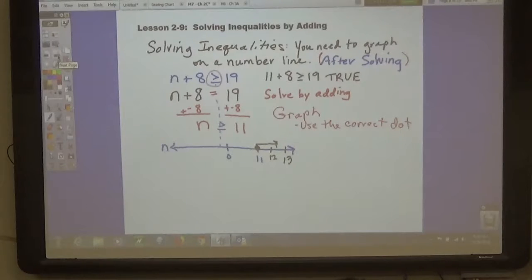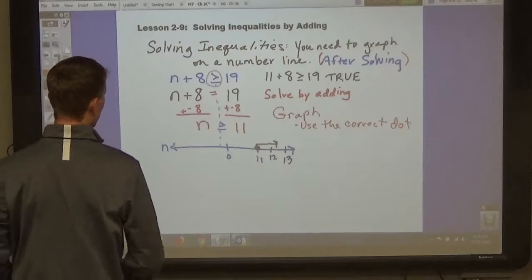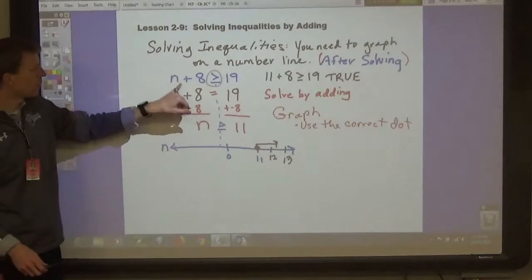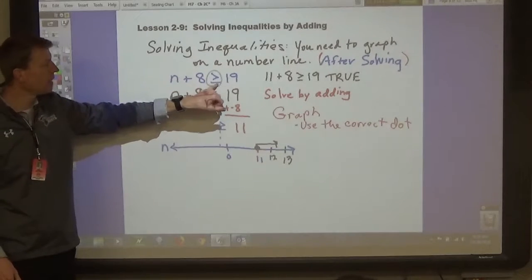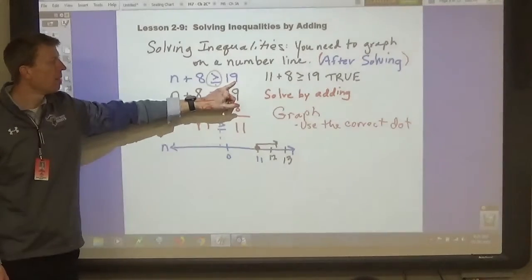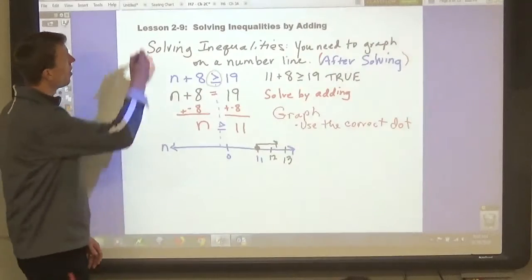And in lesson 2.9, 7th graders, we're going to solve inequalities by adding. So, you should recognize this already. Let's say that we have n plus 8 is equal to 19. N plus 8 is equal to 19. We would all be able to solve that.